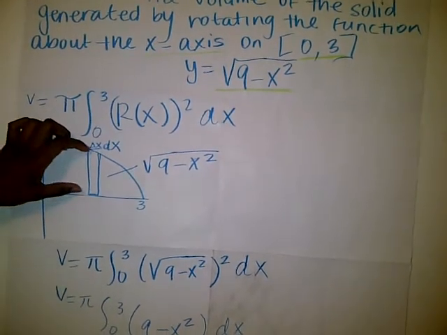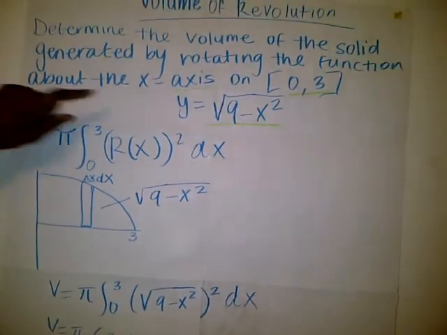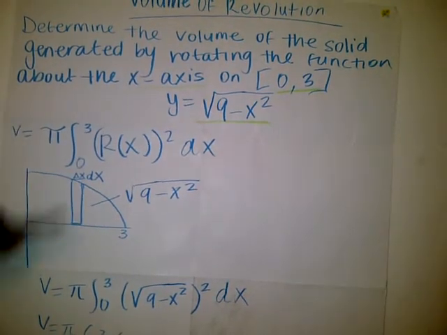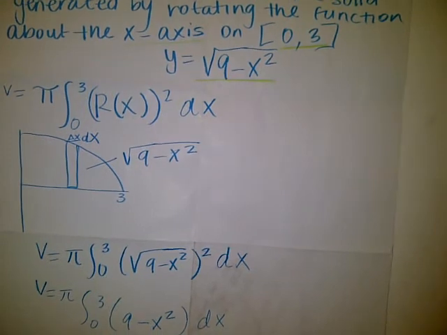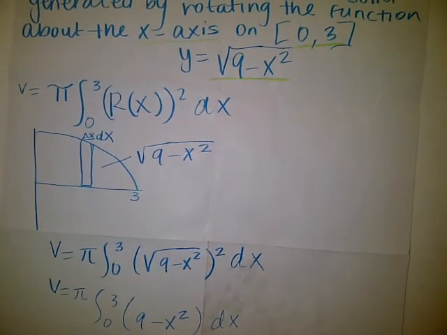And that'll be the volume of the solid, that'll be the volume generated by the rotating function, the square root of 9 minus x squared. And that'll be all.